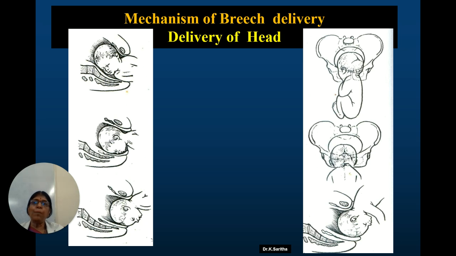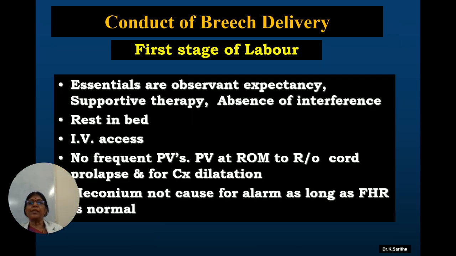Here the head engages in the opposite oblique diameter to the breech, and the suboccipitofrontal diameter is the engaging diameter. Again there is engagement and descent by increasing flexion of the head, and then internal rotation. By internal rotation, the occiput comes and lies below the symphysis pubis, and the birth is by flexion of the fetal head, wherein the chin, mouth and nose are delivered, and the last to be delivered is the occiput. Now, what we have spoken so far is the mechanism of delivery of the breech.